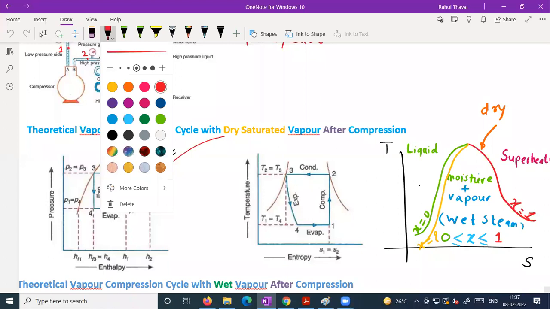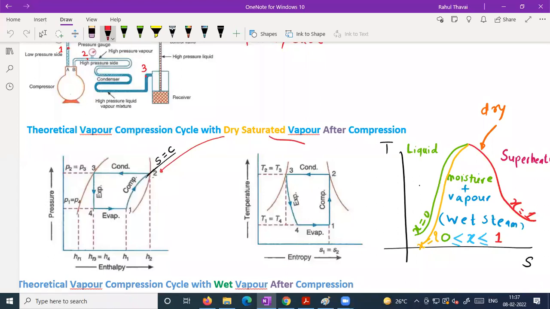See, try to understand the diagram, then the problems become very simple. Same point number two, it is on the saturated vapor line. When you talk about the green line, it is the saturated liquid line. The red line is the saturated vapor line. So the saturated vapor line is nothing but the dry saturated line.